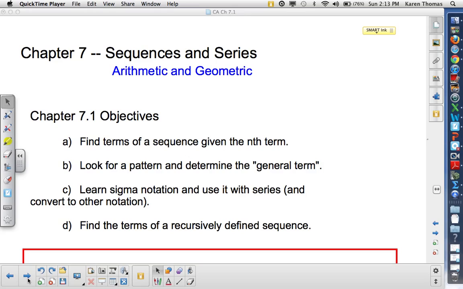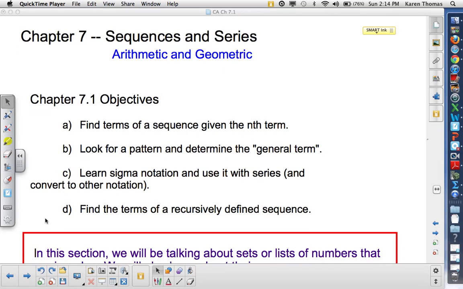I suggest you use the pause button now to look at the 7.1 objectives. We are going to be doing quite a few things in 7.1, so this would be broken down into at least 2 small lectures. We're working with sequences and series in Chapter 7, and 7.1 is mainly an introduction, learning some different notation and talking about recursively defined sequences. In the first section, we'll be working on A and B in the first lecture.